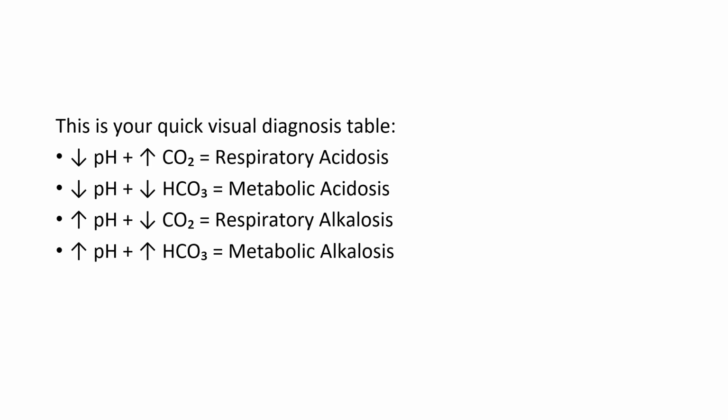This is your quick visual diagnosis table. If pH is low and carbon dioxide is high, then it is respiratory acidosis. If pH is low and bicarb is also low, then it's metabolic acidosis. If pH is high and the carbon dioxide levels are low, then it's respiratory alkalosis. If pH is high and the bicarb levels are also high, then it is metabolic alkalosis.